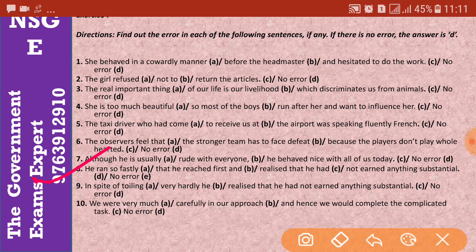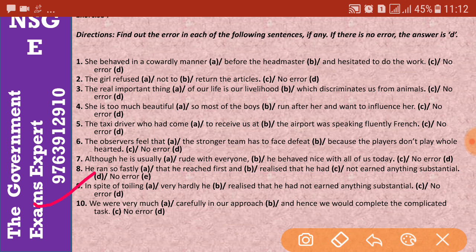He ran so fastly. Why so fastly? He ran so fast that he reached first and realized that he had not earned anything substantial. So he ran so fast. So for question number 8, A will be wrong. So what is the correct statement? He ran so fast rather than fastly. Okay, so let's move on to the next one.